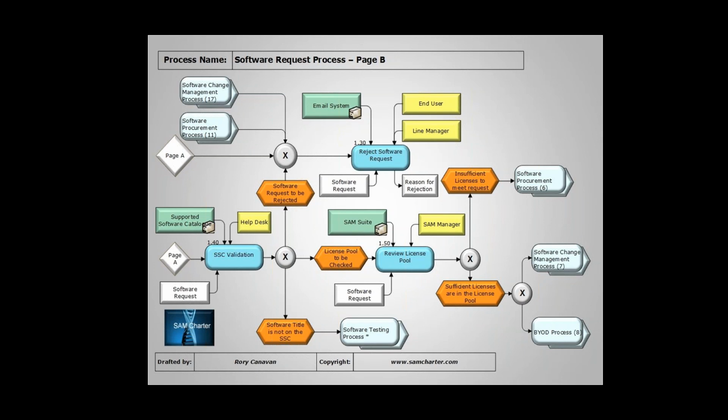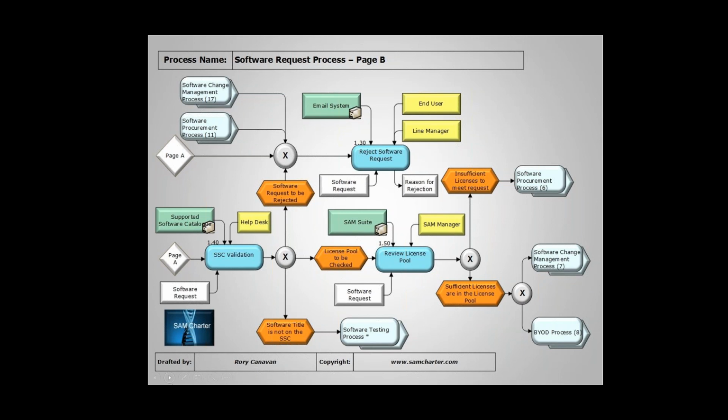This starts with a request. It moves to validation by the line manager, Service Desk, procurement. And then it goes to validation against the supported software catalog and the license entitlement position, and then it gets directed to the procurement process or the software change management process or the software testing process, or it goes to the BYOD process. And then the request is closed. And that, folks, is where we part ways with New Architect.